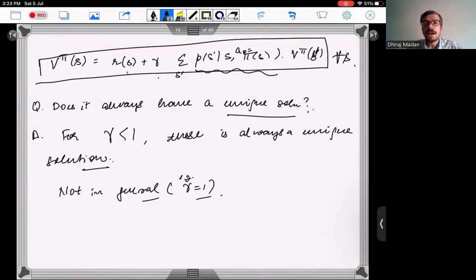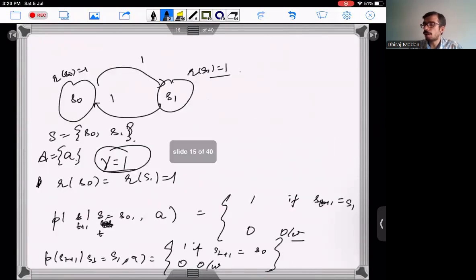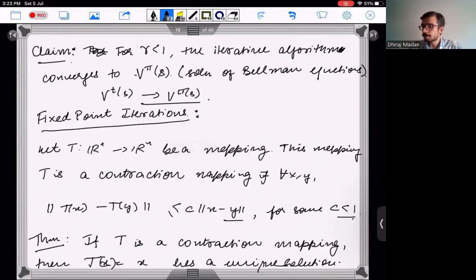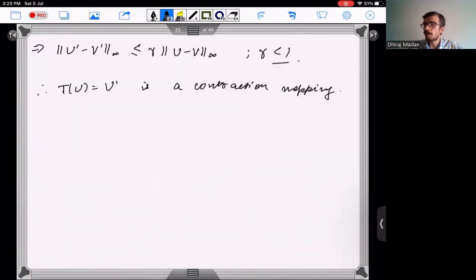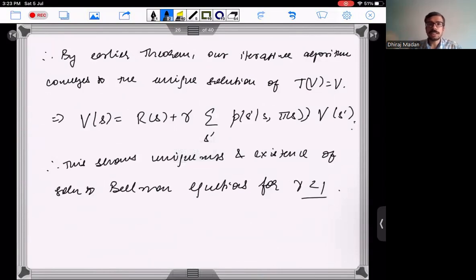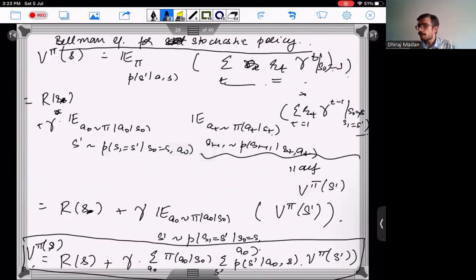And we had seen that in general, this system of equations may not have a unique solution if gamma is 1. However, if gamma is strictly less than 1, which also justifies the usage of the discount factor, we are able to ensure that the system of equations has a unique solution. So first of all, it always has a solution, and then it is also unique. In order to show that, we had used a fixed point theorem, and we had shown that the corresponding mapping, if one uses the iterative approach, is a contraction mapping.